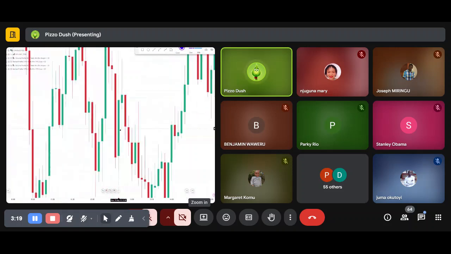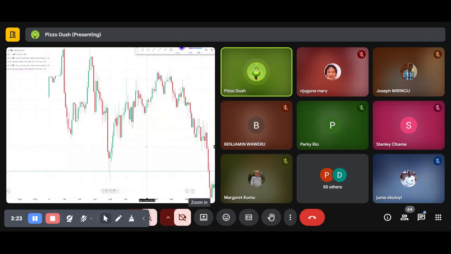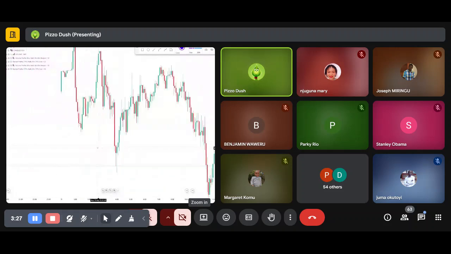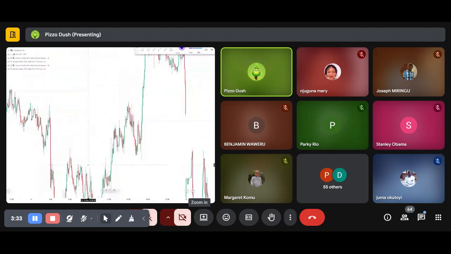Let's look for more order blocks. So you will not trade any opposite candlestick before an impulsive move as if it's a form of order block. No, you don't do that. So you have to confirm whether it's a genuine or not genuine order block.